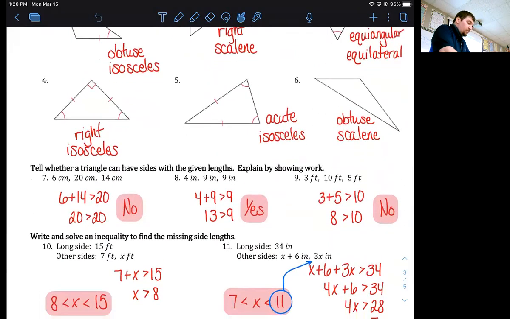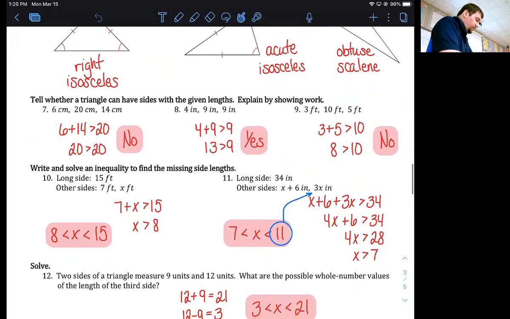Number 7, the answer was no, it will not make a triangle, because the 2 short sides are going to equal the long side, and it can't equal the long side. It's got to be greater than. It's the triangle inequality theorem, not the triangle equality theorem. Number 8, 4 and 9 add up to be more than 9, obviously. So this would be not only a triangle, but an isosceles triangle. And number 9, the answer was no. The 2 short sides were shorter than the long side, so that is a big no.